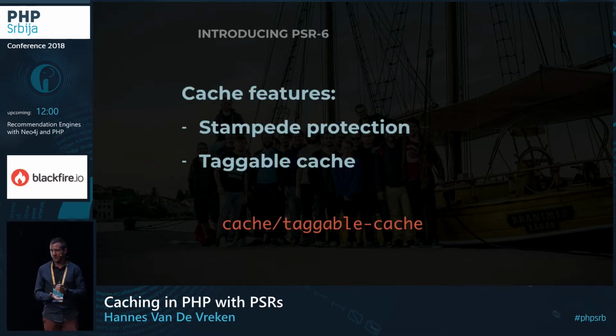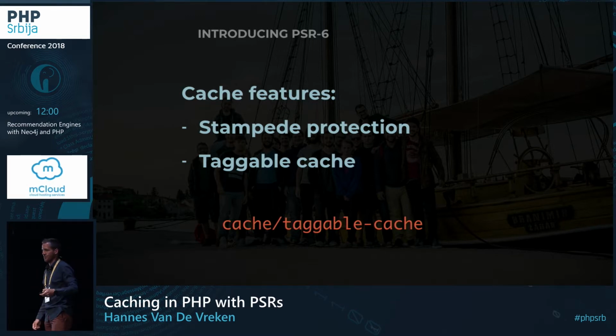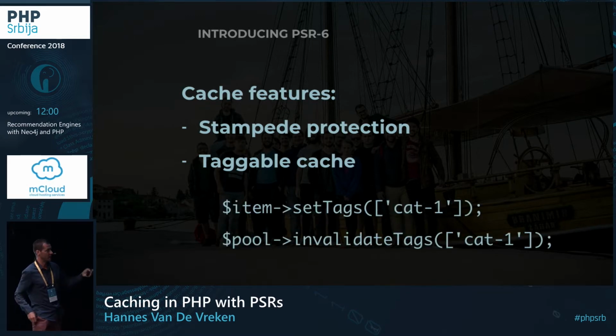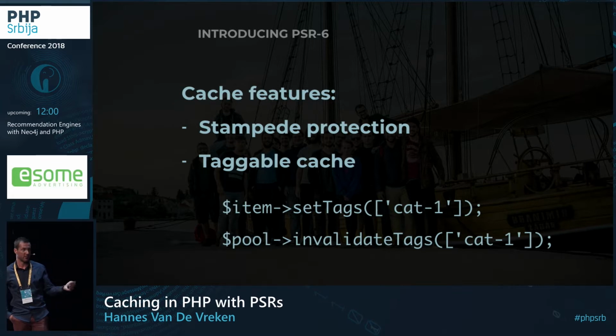Another feature you can add to caching or to the cache item pool is tagging. And tagging is basically saying, well, this item belongs to this category. And then later on, there's a package right here, and there's someone in the audience who created this. There's a package right here called cache/taggable-cache. And taggable cache allows you to do this. You can add tag items to a cache item, and then you can ask the pool to invalidate all items that are tagged with that category, for example.